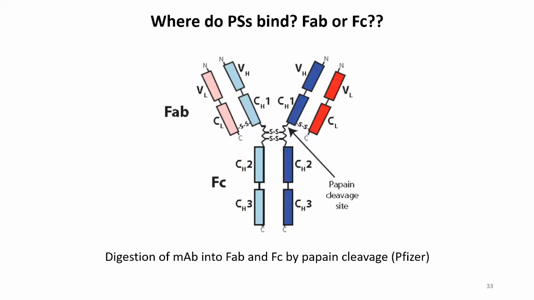Now we know that the polysorbates are binding from the isothermal titration calorimetry, with no change in the secondary structure, but significant changes in the tertiary structure. The next question we ask is, where do polysorbates bind? Do they bind to the Fab region, that is the antigen binding region, or the crystallizable fragment, that is the Fc? We can do this by cleaving the mAb into Fab and Fc using papain-based proteolysis. Pfizer did the Fab and Fc purification for us, and then they gave us the pure Fab and Fc samples.